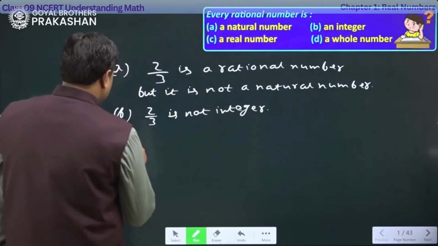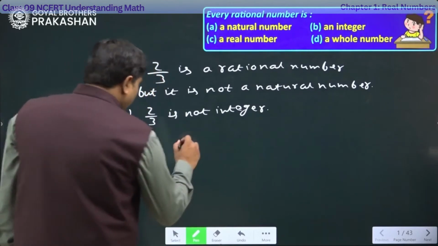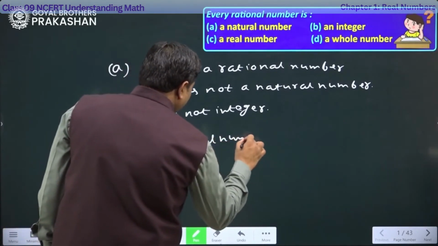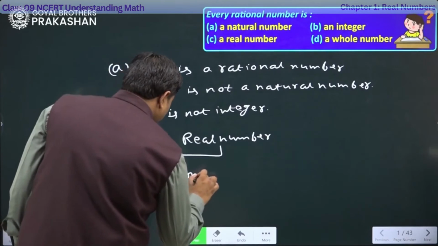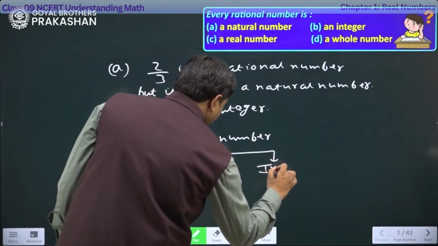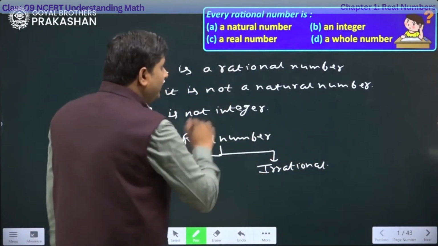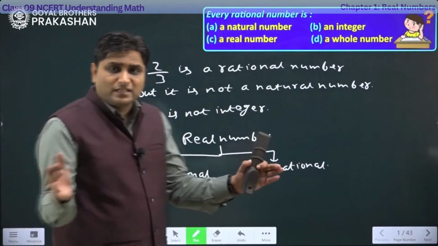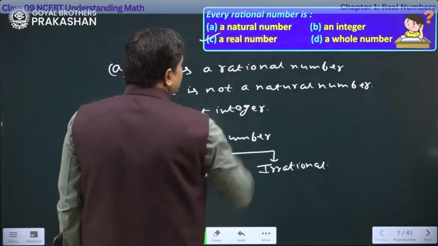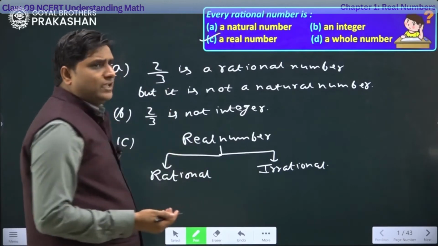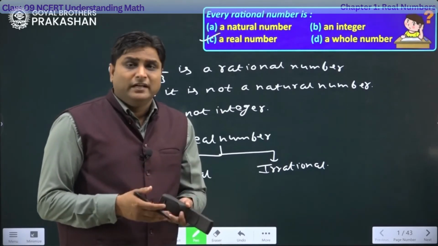A real number. Yes. If we write a rational number, then it must be real, because we know that the real number is classified into two types. One is rational and the other is irrational. This is the concept. So every rational number is real and also every irrational number is real. If we combine all rational and irrational numbers, we get real numbers. So every rational number is real. This option is correct. 2 by 3, 3 by 5, any number which is in the form of p by q, where q is not equal to 0 and p and q are integers, is rational and it is real also.